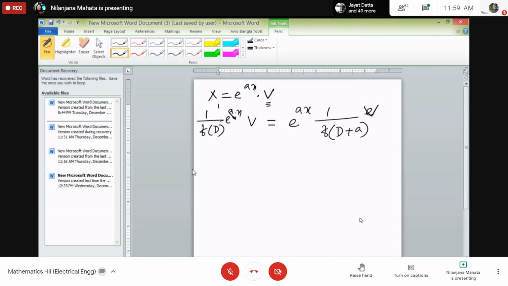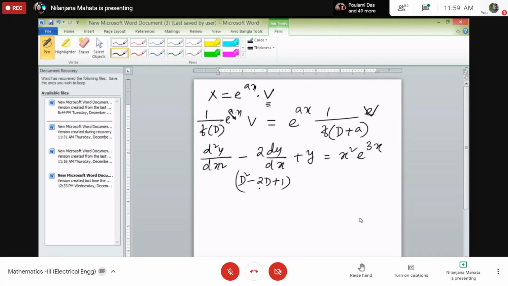Like suppose I am having this equation. Here in e to the power ax, a is 3 and v is x squared, which is a function of x. I can always write this as y equal to x square e to the power 3x, and the auxiliary equation is m square minus 2m plus 1 equal to 0. So m is equal to the repeated root 1, 1.